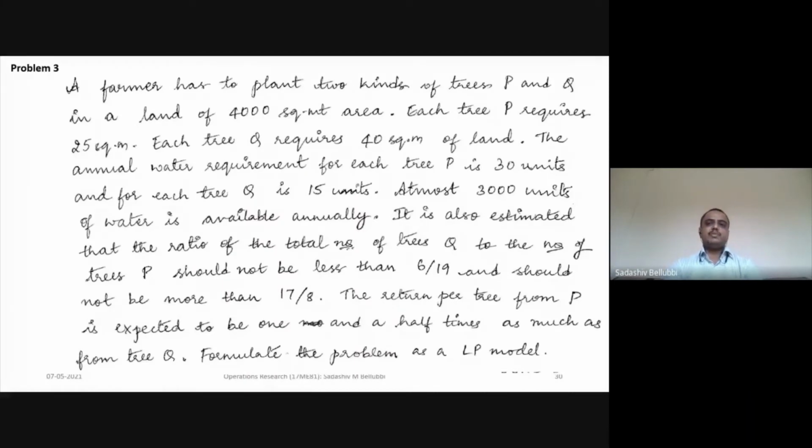Okay, write down this problem. If you take a screenshot, it will move directly to the gallery, so you cannot open and read it. So better you write it on the sheet.